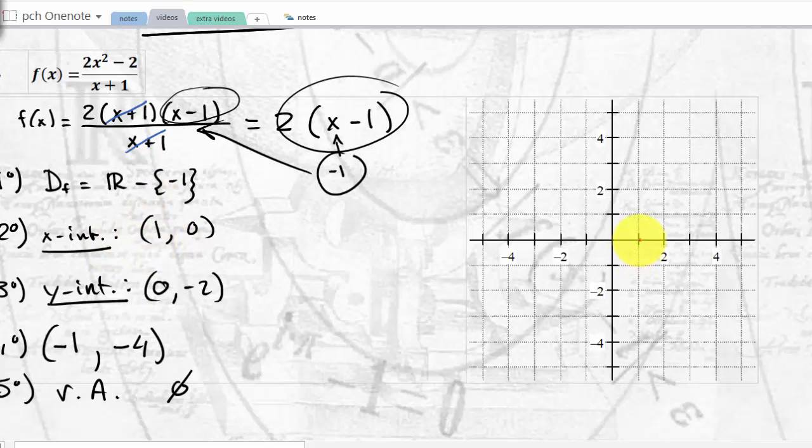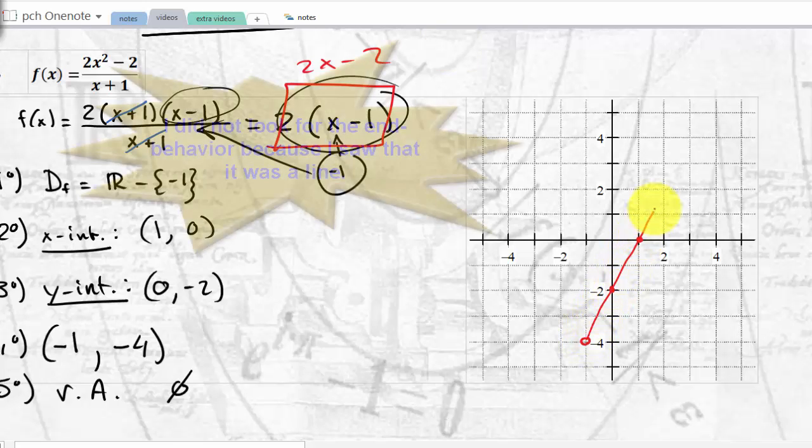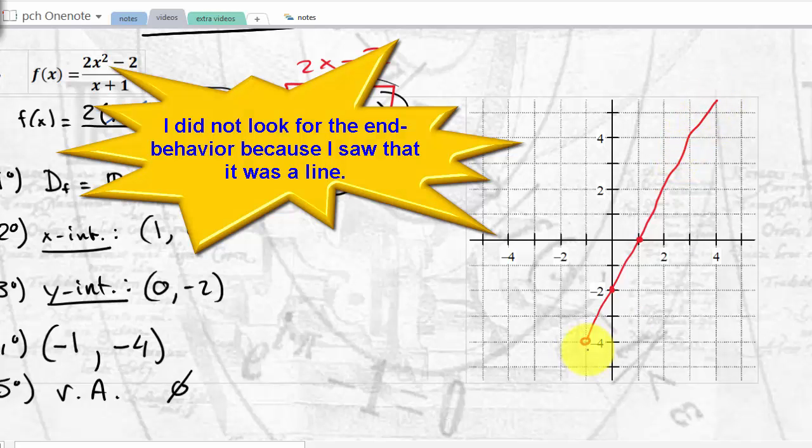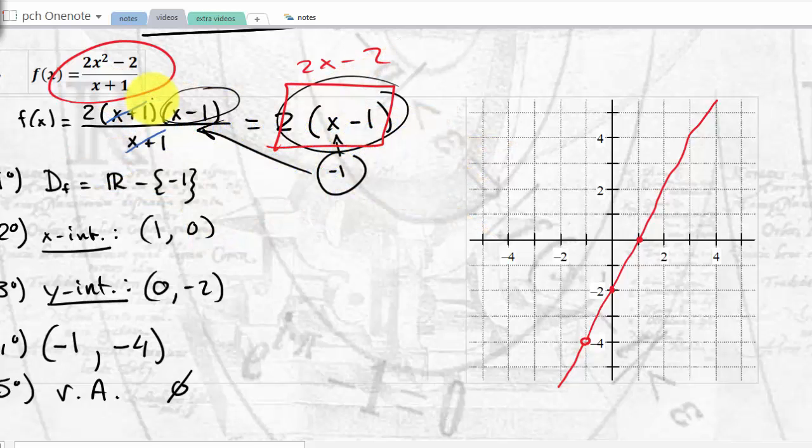X-intercept 1, 0, right here. Y-intercept 0, -2, right here. Hole -1, -4, right here. And we know what's going on. This is just 2x minus 2, okay? So this is a disguised form of a line with slope 2 and y-intercept -2. This right here is just a line that has a hole. That's it. It's a line with a hole.